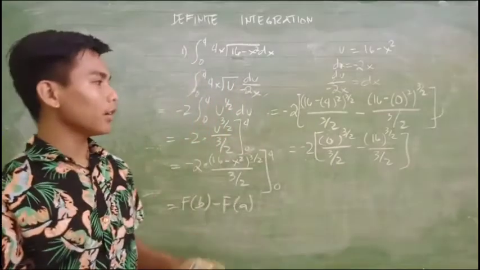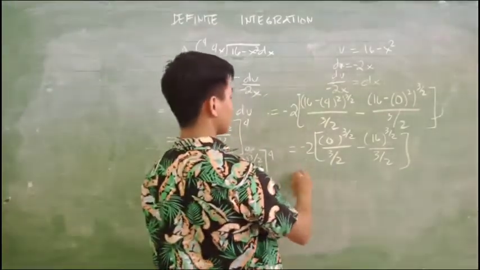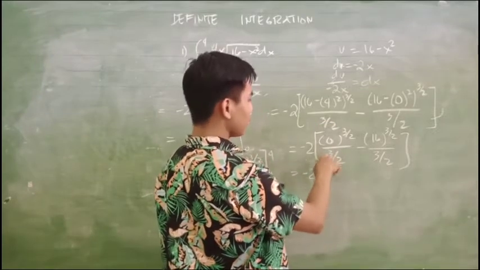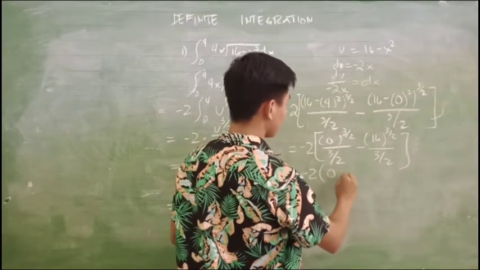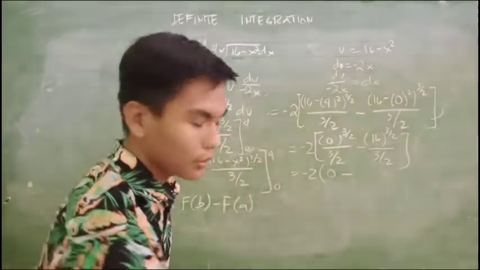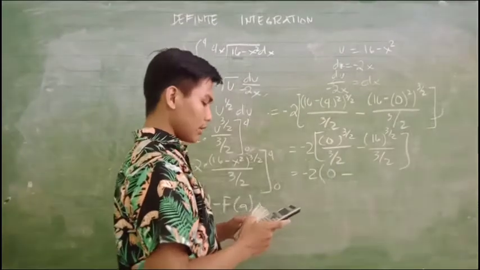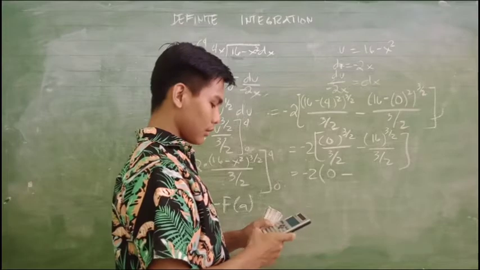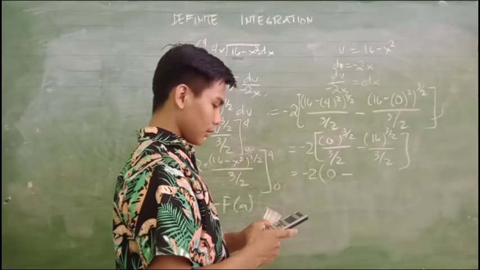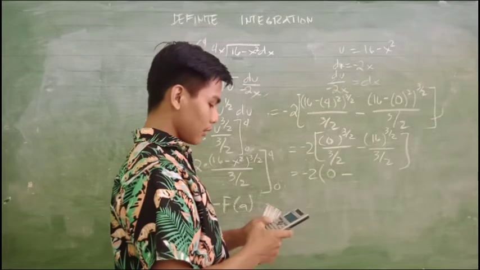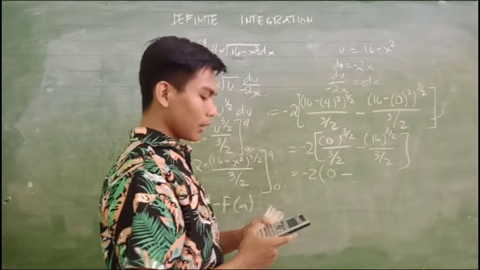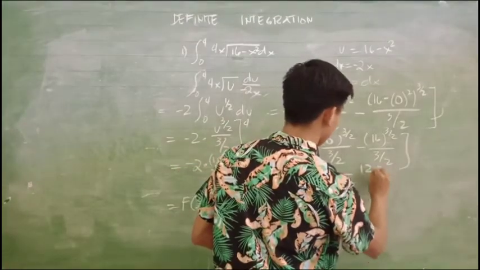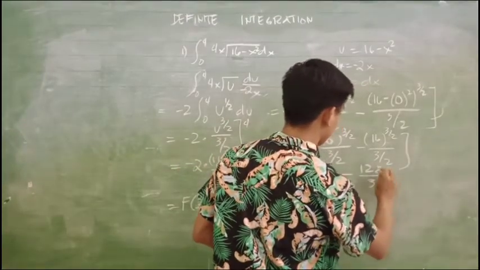So simplify again the equation. So that would be negative 2 times, this would be 0 because 0 divided by 3 halves would be 0, minus 16 raised to 3 halves divided by 3 halves would be 128 over 3.